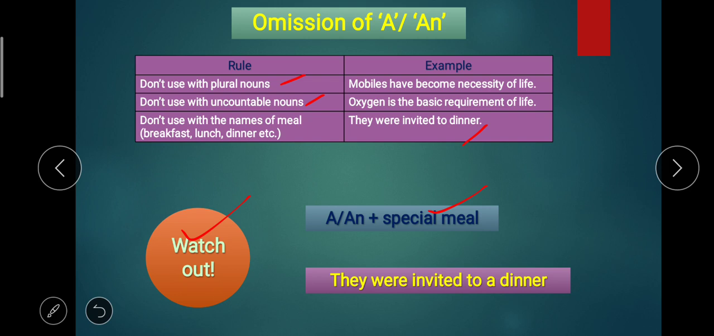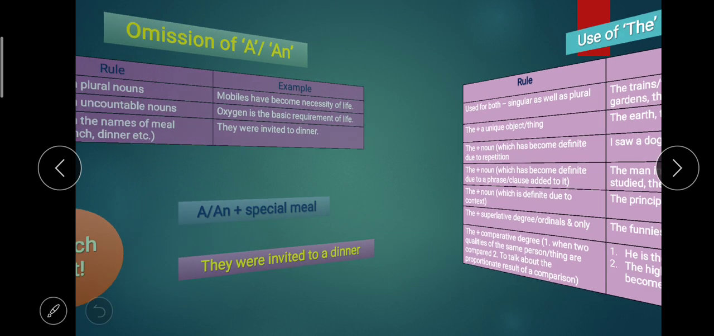The same example which we saw in the previous category: they were invited to dinner or they were invited to a dinner. Both sentences give a different meaning. In the first one, there was no specific occasion; the person was invited to a simple meal only. But in the second sentence we get the meaning that it was a special function, and in connection with that function or event, dinner was given to the people, the feast was given to the people. That's why a is used before dinner. So always make this difference.